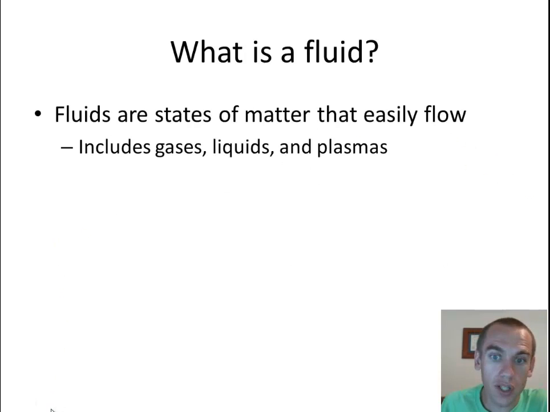First thing we want to know is what's a fluid? Well, fluids are substances that easily flow. There are three states of matter that are generally considered fluids: the gases, liquids, and plasmas. Plasmas are uncommon on Earth, but they do make up most of the solar system, like stars. So the sun is actually plasma, and it's neat because it's a fluid. It's not a solid, rigid body.